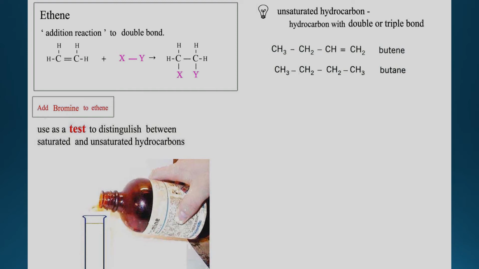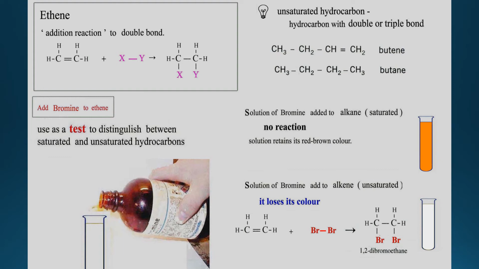We can distinguish this saturated and unsaturated hydrocarbon. The test we call the bromine test. Bromine water is a dark brown solution, and this dark brown solution especially can react with the double bond of ethene. So here is the example. Now let's look at the top one.